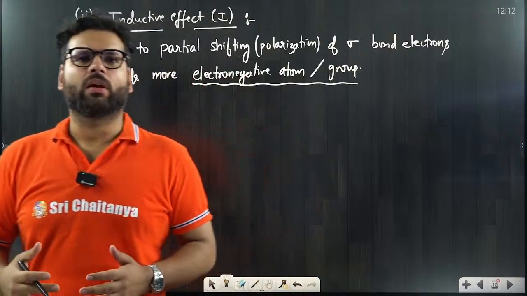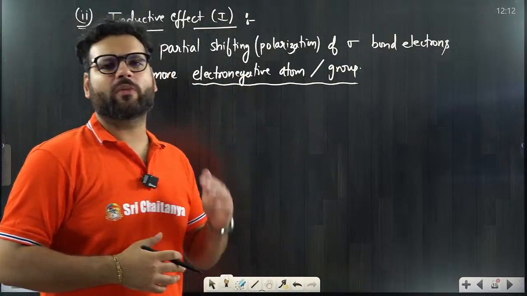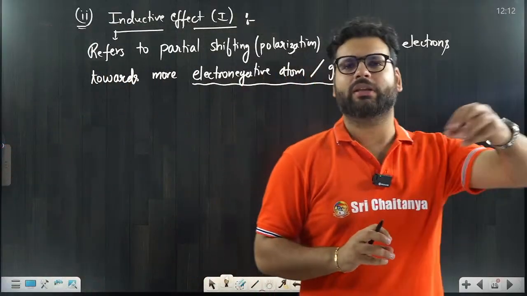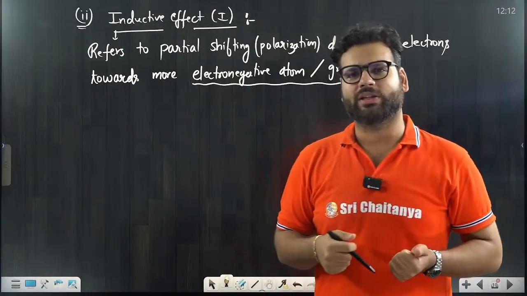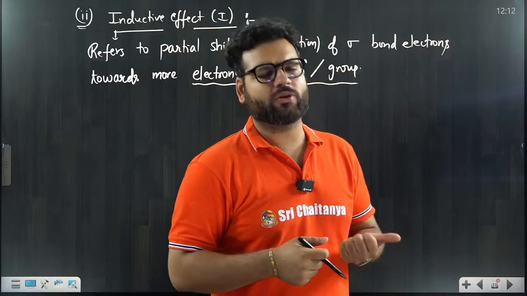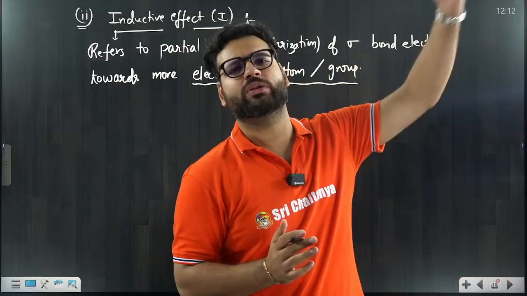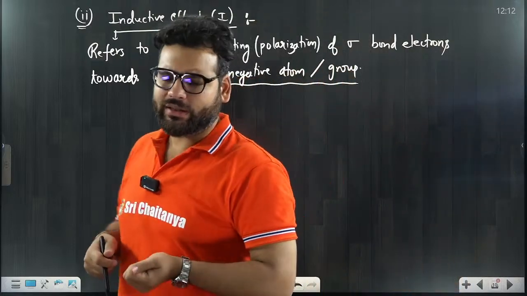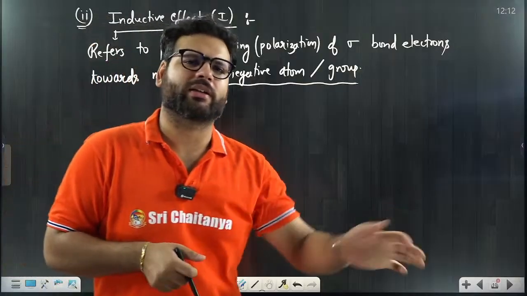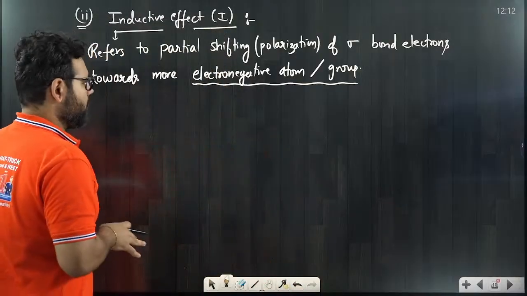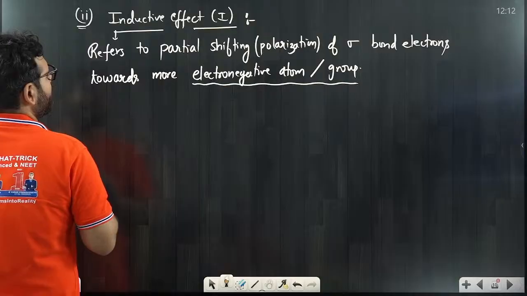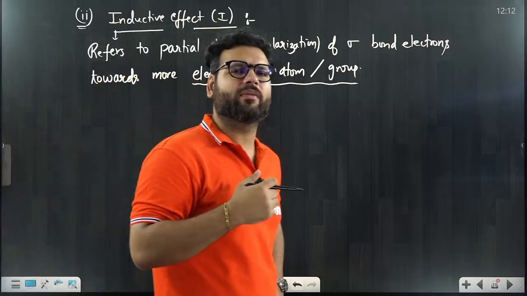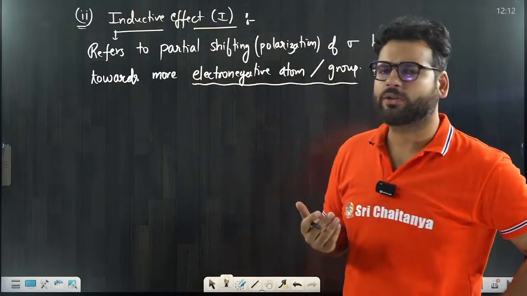Partial shifting. Okay. It's not like a sigma bond will completely break. Electrons will not just go from one place to another. They'll not jump. They'll partially shift. So when tug of war happens, it's not like the rope cuts and goes somewhere. The rope remains in the hands of everyone, but it just shifts a little bit from this side to that side. Okay. It is a permanent effect because it does not require any attacking species to attack.